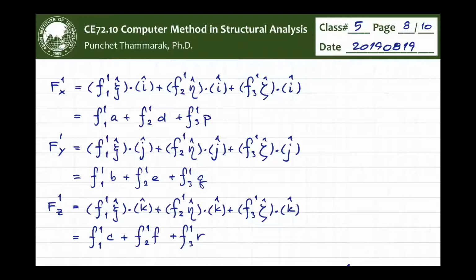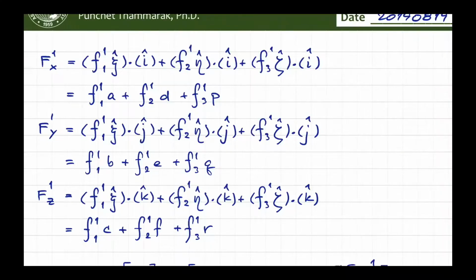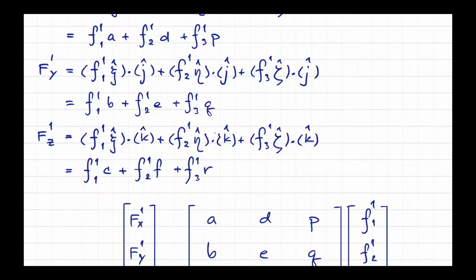We have the local force F1, we have the local force F2, F3. So you want to take the component along the X, so you dot with the i. Alright, you get the components in X. Likewise, now you have the components in Y, so you dot with j. That's it. And Z. Okay.